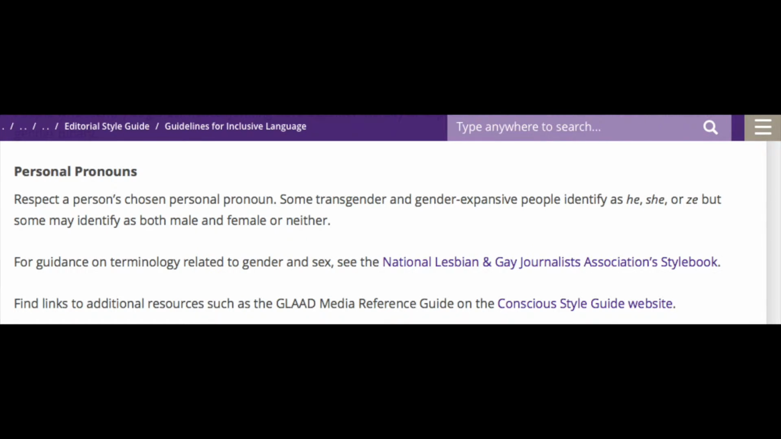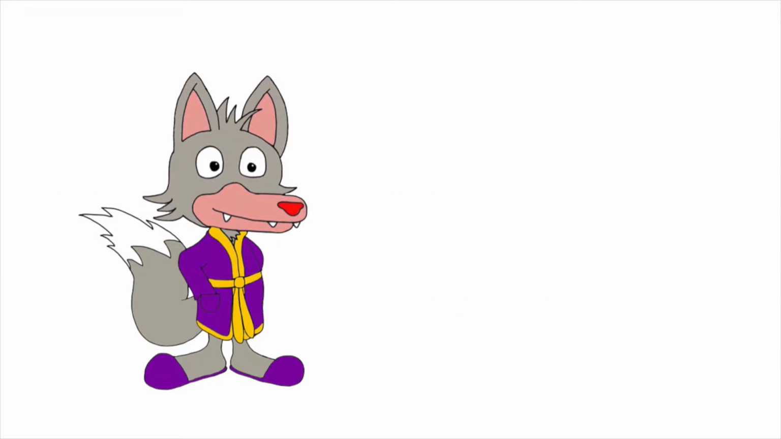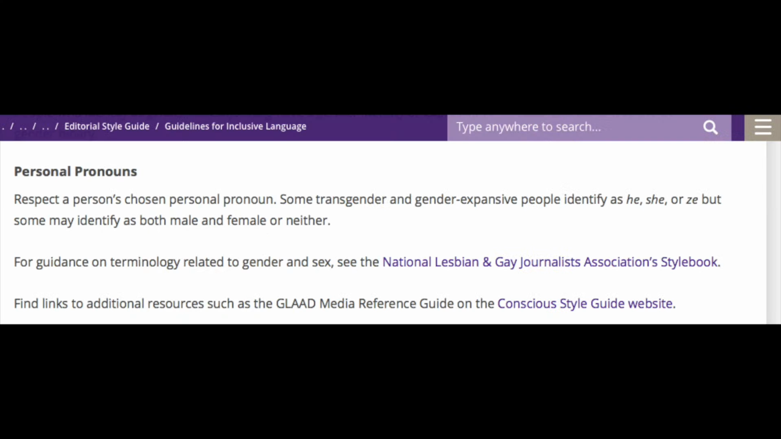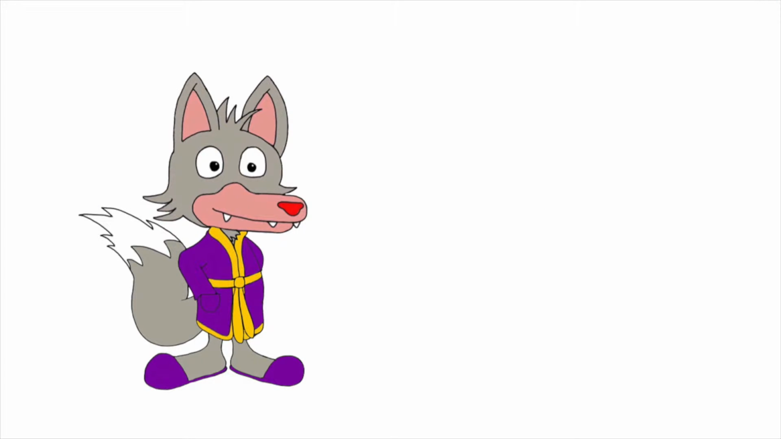Personal pronouns. Well, they couldn't fucking let personal pronouns slide, could they? Respect a person's chosen personal pronoun. Some transgender and gender expansive people identify as he, she, or ze. Ze, whatever. But some may identify as both male and female, or neither. Well, they can identify with whatever they like. What they can't do is force me to buy into their bullshit.